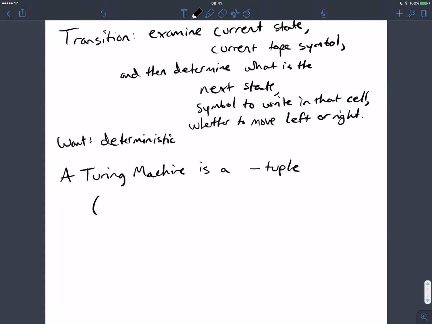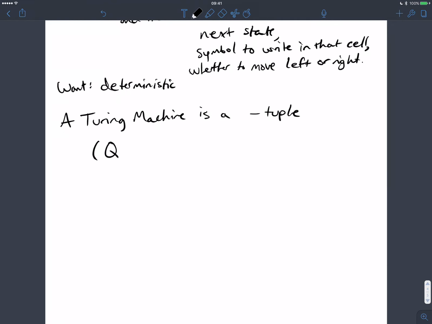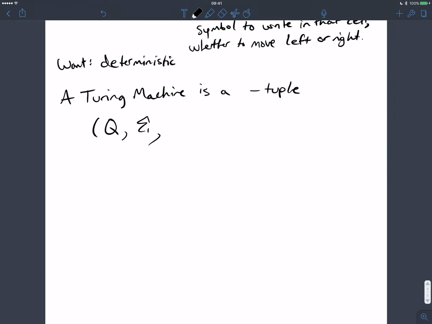All right, since this model has states and is a generalization of PDAs or DFAs, but in a deterministic way, we need states and we need input as well. So Q, as always, is a finite set of states. Sigma is a finite input alphabet.